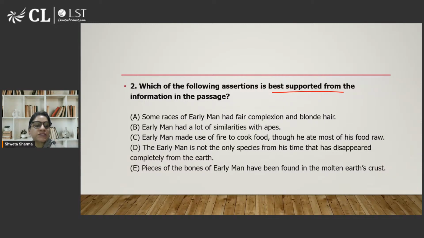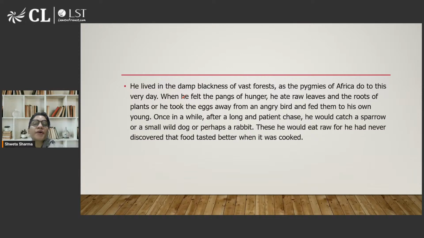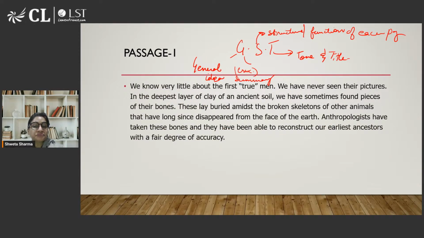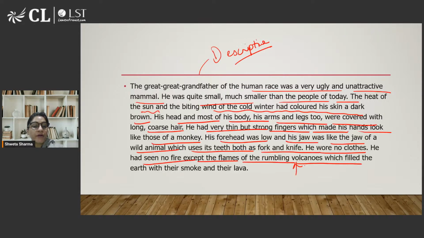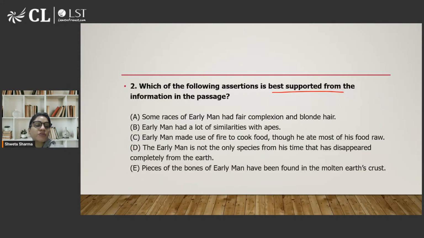So, if I look at D, which says early man is not the only species from his time that has disappeared completely from the earth, because we are also referring to some animals, right? Anthropologists have taken those bones and they've been able to reconstruct ancestors. That's for the humans, right? But apart from humans, there were some animals as well. The jaw of a wild animal has also been seen. Forehead was low and his jaw was like the jaw of a wild animal, which uses its teeth both as fork and knife, right? We wore no clothes. So that is similar to it. So the answer to this question has to be D.